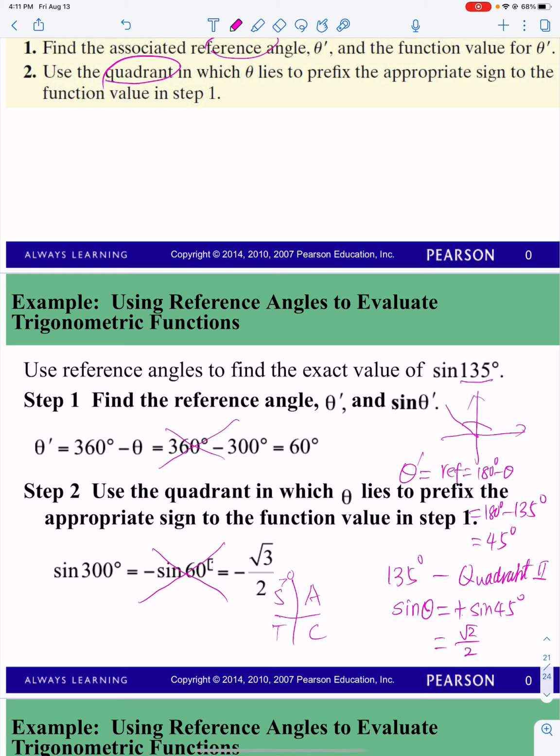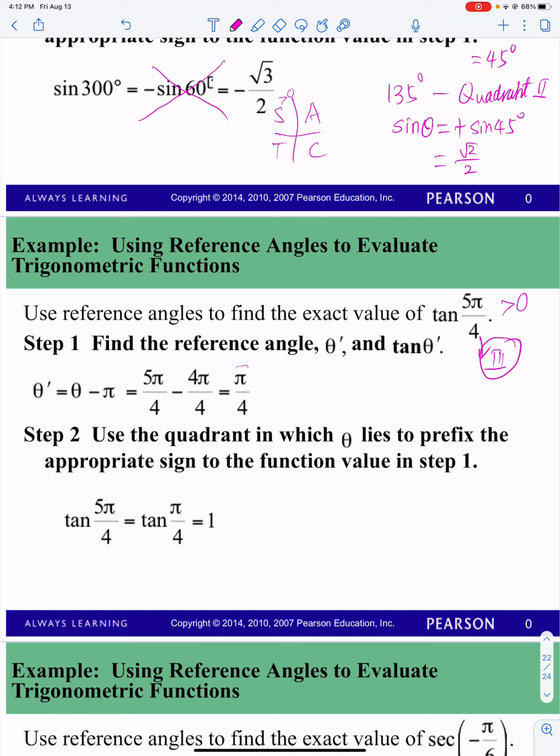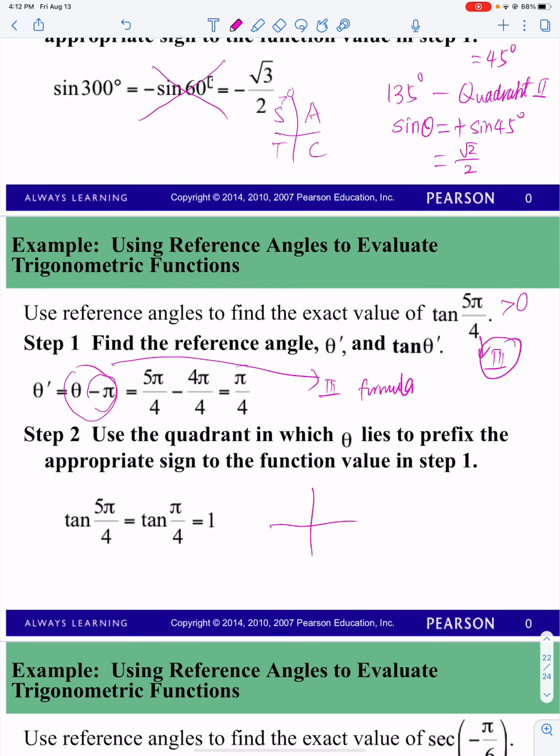Okay, so tangent of 5 pi over 4, you can do the same thing here. 5 pi over 4 is in the third quadrant, and tangent is positive. So for the third quadrant, it is theta minus pi. This is the third quadrant formula. It's positive by ASTC, positive right here. With me?